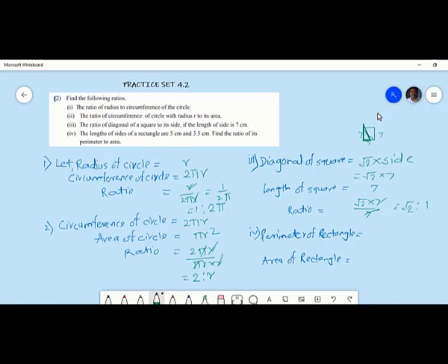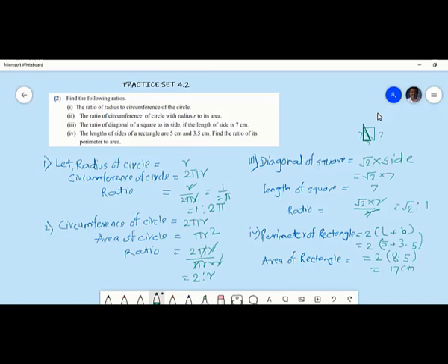Now the fourth problem. The length of the sides of the rectangle are 5 centimeter and 3.5 centimeter. Find the ratio of its perimeter to area. Now perimeter of the rectangle, you know the formula, 2 bracket L plus B equal to 2, length is 5 plus 3.5. You get the answer 2 into 8.5, 8.5 double, 17 centimeter.